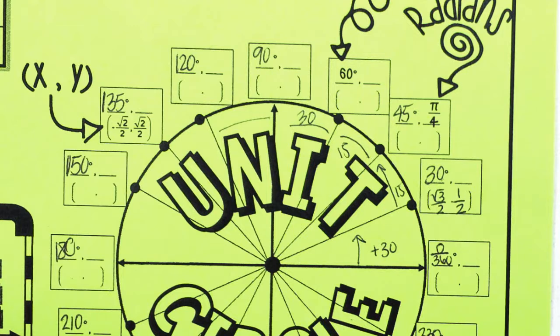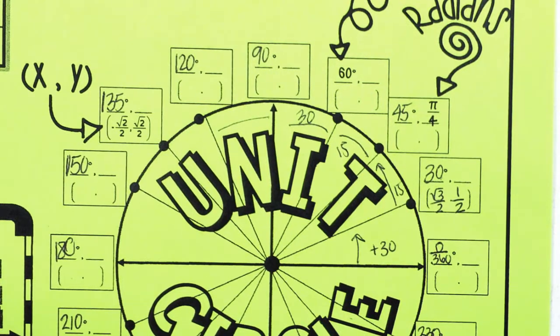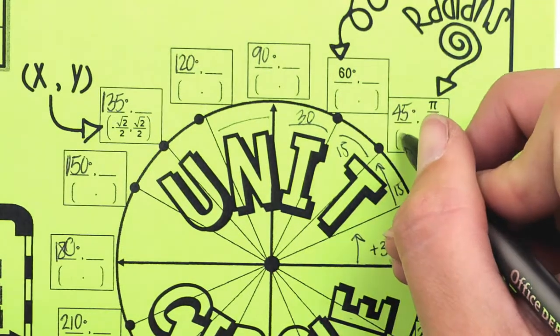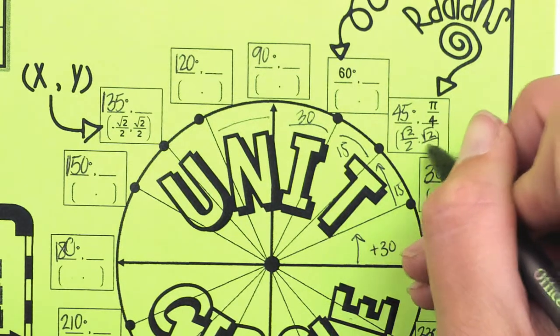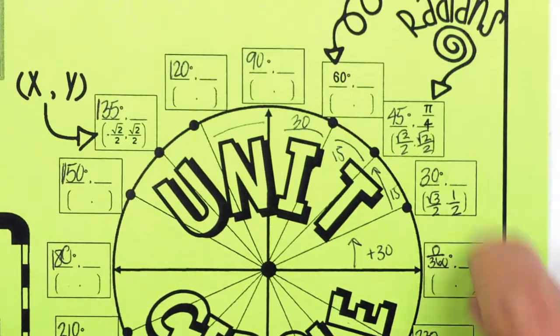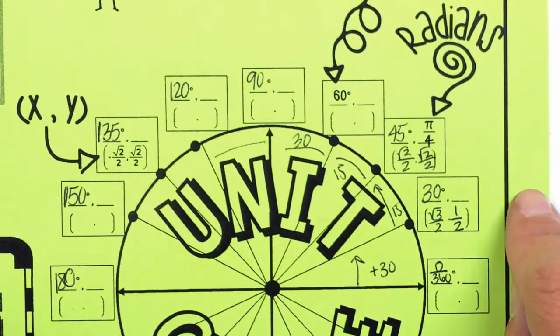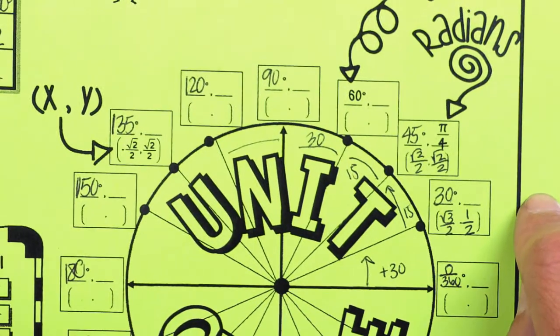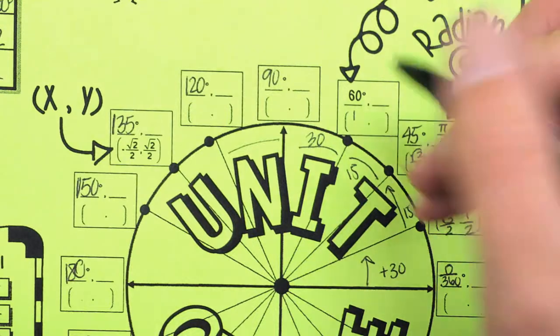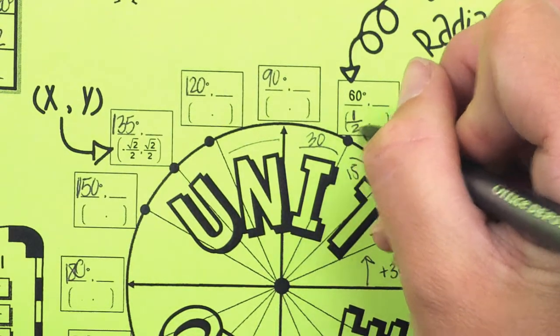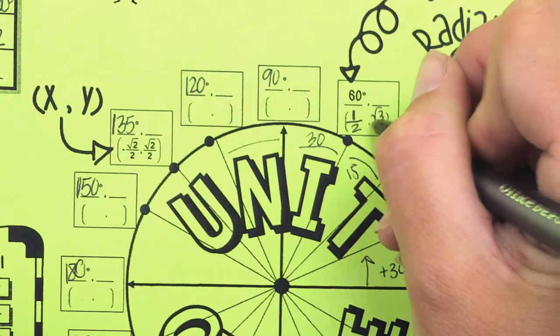Okay? For 45 degrees, what was cosine of 45? And sine? Good. That's that coordinate point. For 60 degrees, cosine was what? And then sine? Perfect.